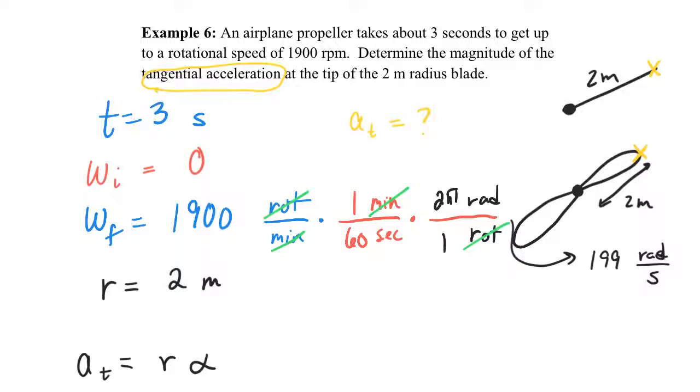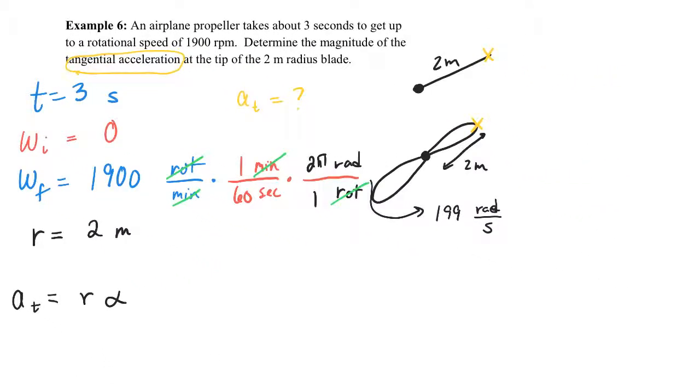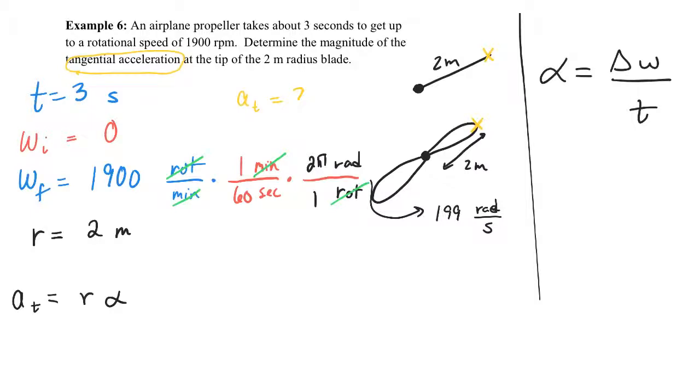We know it started from rest. It's going to be rotating this fast. It took 3 seconds to happen. So I can go ahead and find alpha over here, because alpha is the change in my angular velocity over time. My angular acceleration is final minus initial all over time.